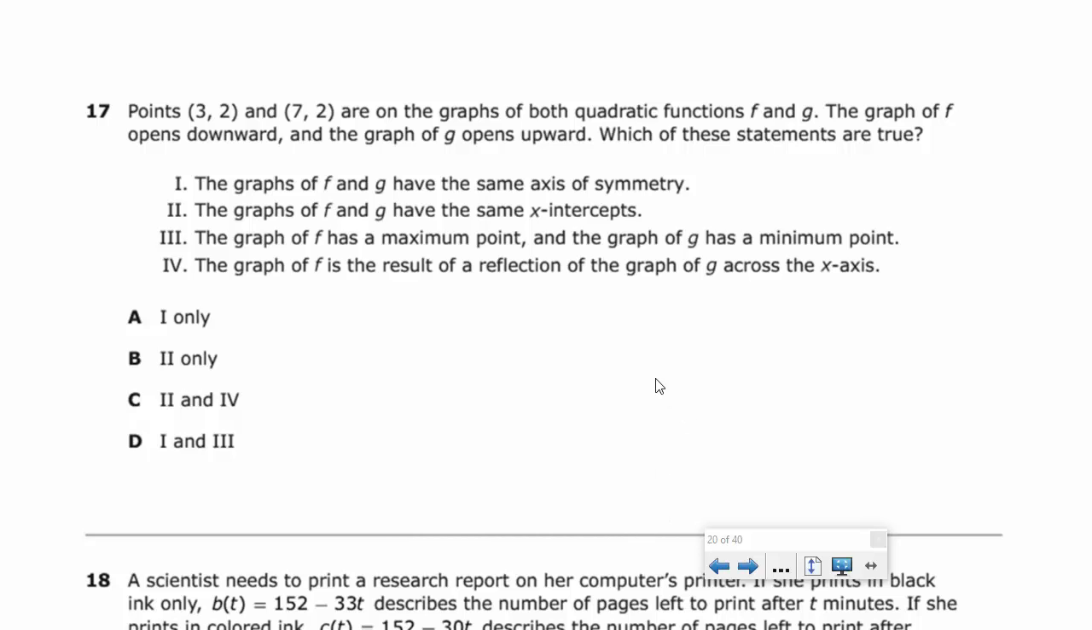Alrighty, this is also a non-calculator question, and I'm going to tell you why here. It says points (3, 2) and (7, 2) are on the graphs of both quadratic functions f and g. The graph of f opens downward and the graph of g opens upward. Which statement is true?